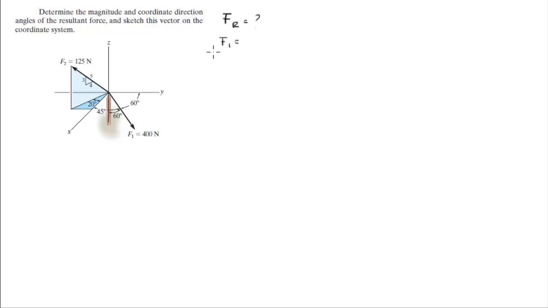F1 is equal to F1x, F1y, F1z. So F1x is F cosine of 45, this angle right here, this vector right here. F1y is F cosine of 60, and F1z is F cosine of 60, since we're given the coordinate direction angles for this vector.